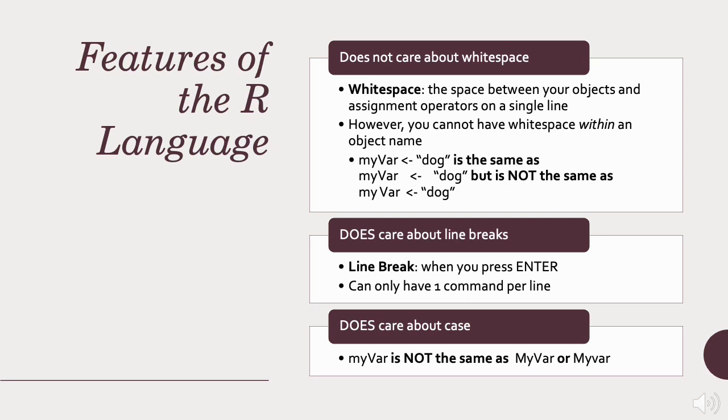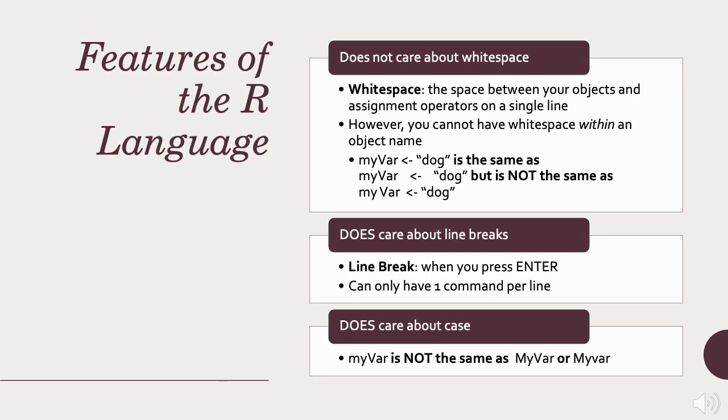R also cares about line breaks. And a line break is just when you press enter. So if you type something in, you press enter, and you're on a new line, that's considered a line break. You can only have one command per line. You can actually have multi-line commands if you connect them a certain way, but otherwise R considers line breaks to be new arguments, basically.